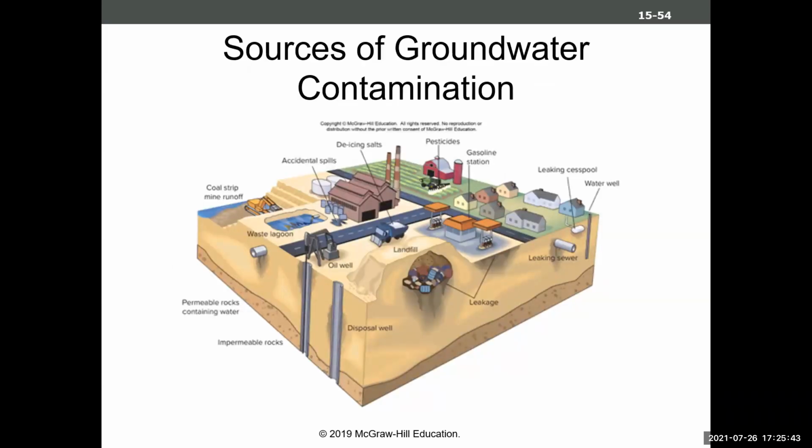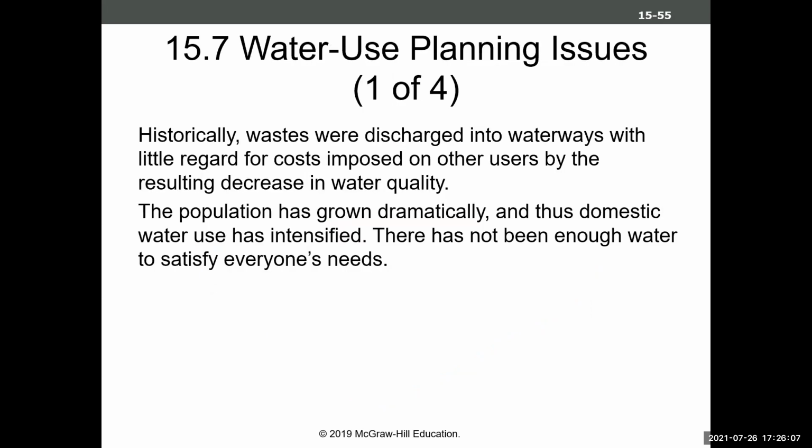So you have leaking sewers, leaking septic tanks, leaking from businesses like gas stations, etc., landfill leakage, seepage through oil wells or waste wells, waste lagoon leakage, accidental spills. So all of these can infiltrate and move down into the groundwater system itself.